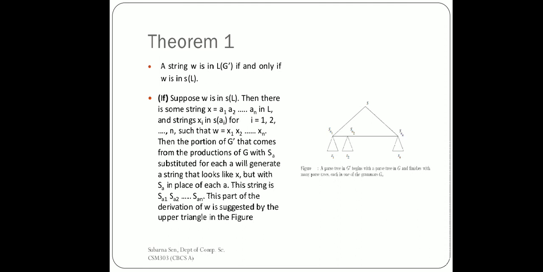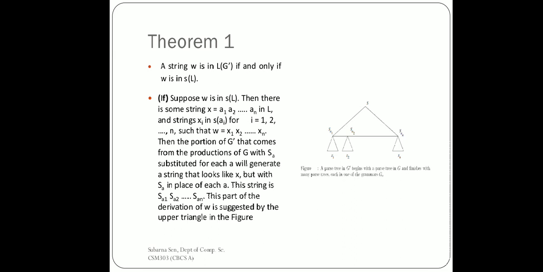Fine. Then the portion of G dashed that comes from the productions of G with SA substituted for each A will generate a string that looks like X, but with SA in place of each A. This string is SA1, SA2. I have told you already, because in place of A1, A2 and so on, we are just substituting SA1, SA2 and so on. So this comes in the upper part of the triangle.